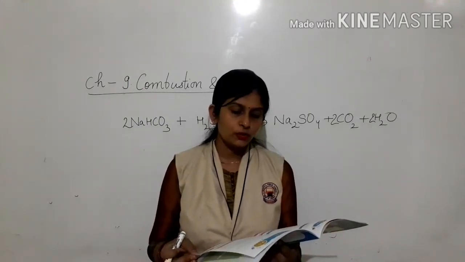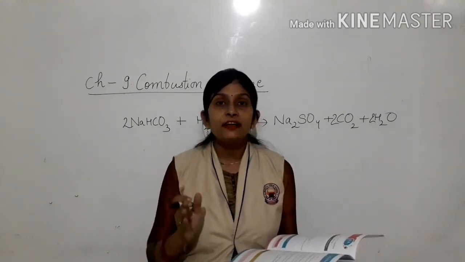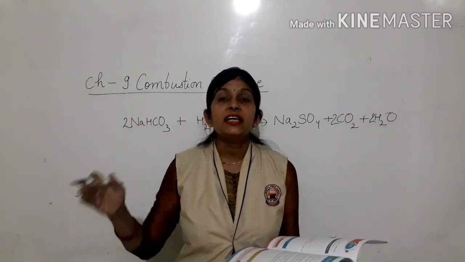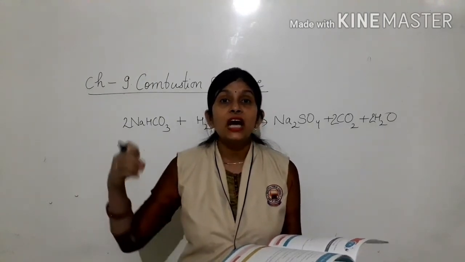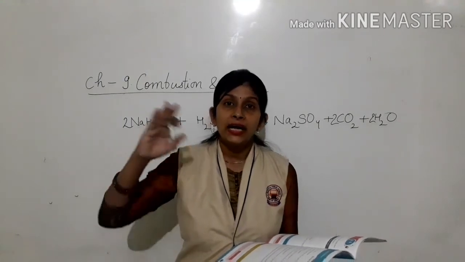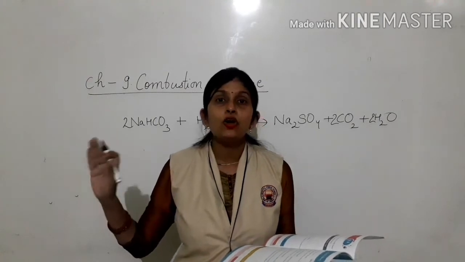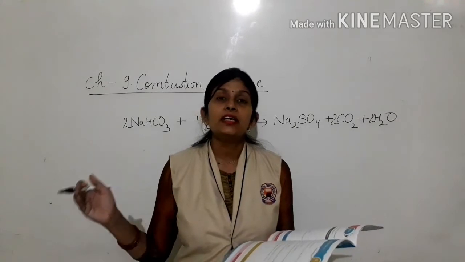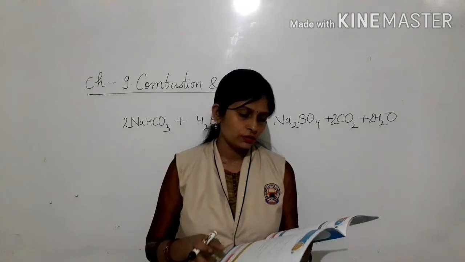Sixth, soot is produced during incomplete combustion because when any fuel is incompletely burnt in an insufficient supply of oxygen, it produces unburnt carbon particles which get deposited over any surface and form a black layer called soot. So those unburnt carbon particles released during incomplete combustion form soot.